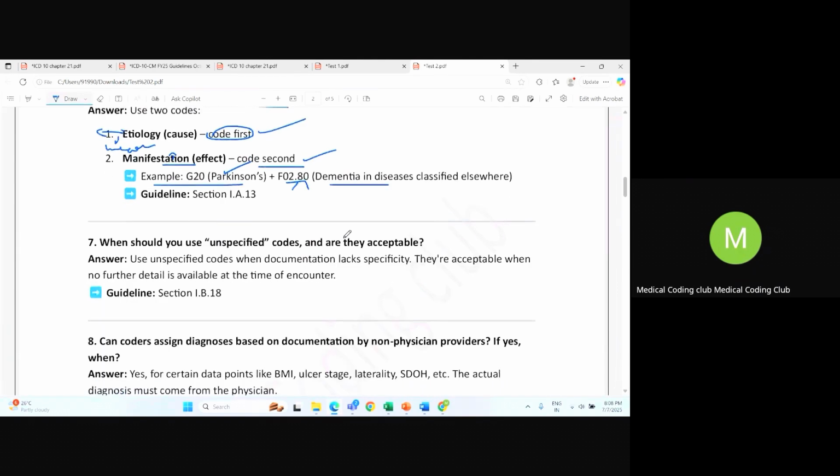When should you use unspecified codes and are they acceptable? Use an unspecified code when documentation lacks specificity, and they are acceptable when no further detail is available at the time of encounter. If the doctor is not giving you enough information, then you should go with the unspecified version of the code.